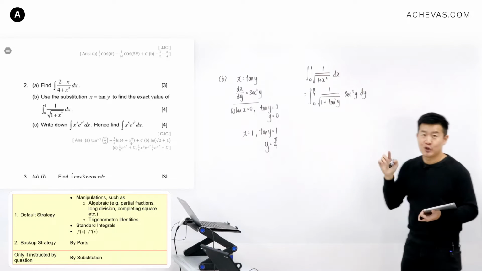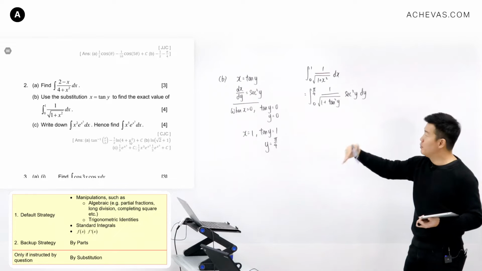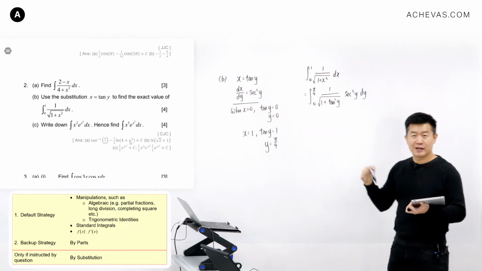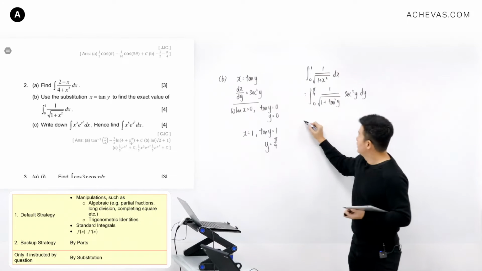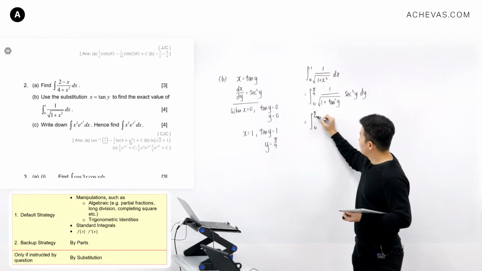And we're going to make use of a trigonometric identity. It is our default strategy to manipulate this. Hopefully we can then arrive at a form that we can integrate using standard results or using f(x), f prime(x). And this, let us continue. Pi over 4.